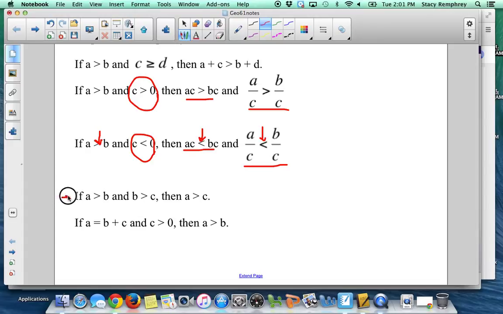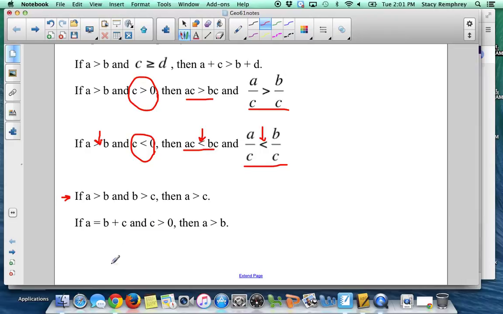The bottom property down here is kind of like a transitive, but not really. It's not transitive because it's not equals. But if A is greater than B and B is greater than C, then it should follow that A is bigger than C because it was bigger than it was before.